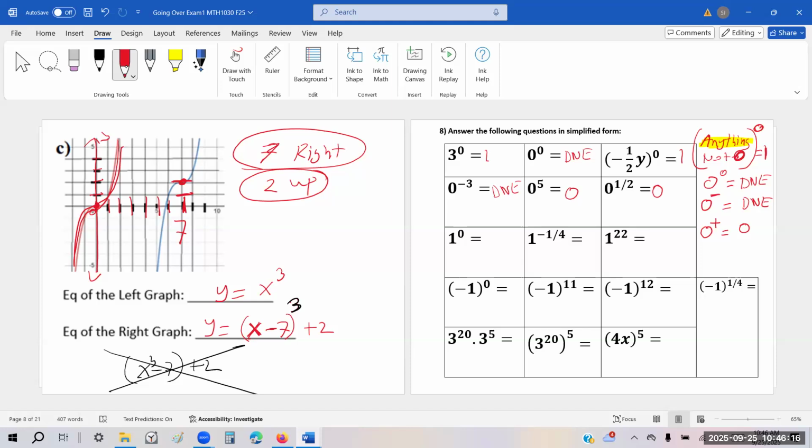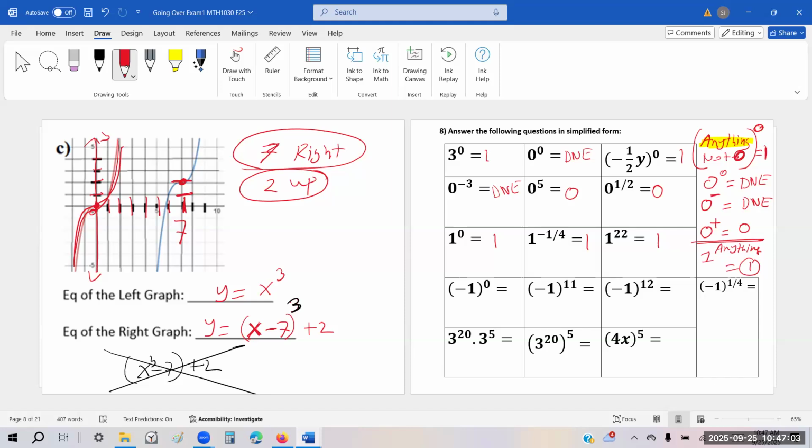And now comes the most generous number, 1. What is 1 to the anything? Positive, negative, fraction, whole number, variable, anything is 1. So 1 is the most generous one. It doesn't discriminate against anything. We put anything on 1, it stays the same. So what is 1 to the 0? What is 1 to the negative 1/4? Still 1. What is 1 to the 22? Still 1. It doesn't matter what you have on 1, the answer is always 1.